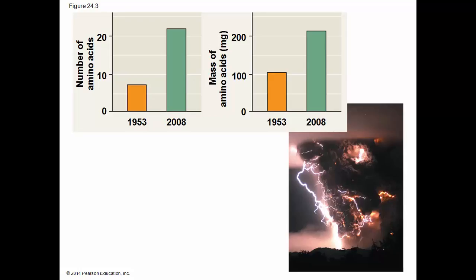Okay, here's Miller and Urey's experiment. They collected these samples, and in these samples they measured various amino acids. And then later on in 2008, with improved chemistry, they counted even more amino acids in the same samples. Here's an example of a volcanic eruption, and it causes lots of electrical activity. And this kind of high energy might have been necessary to create the amino acids in the Miller and Urey experiment and in the primitive Earth's atmosphere.